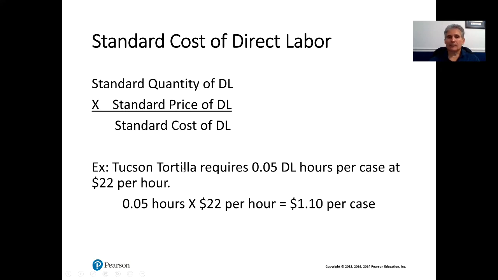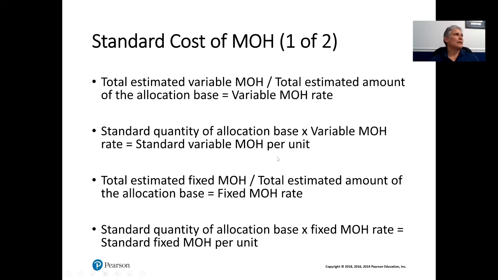Now, what does it cost us per direct labor hour? Well, let's say when we take into consideration the wages, the employee overhead, and the benefits, it ends up costing us $22 per hour. So for every case, 0.05 direct labor hours and $22 per hour. So every case is going to cost us 0.05 hours times $22 per hour, and that's going to give us $1.10 per case. Then we're going to go over to manufacturing overhead.